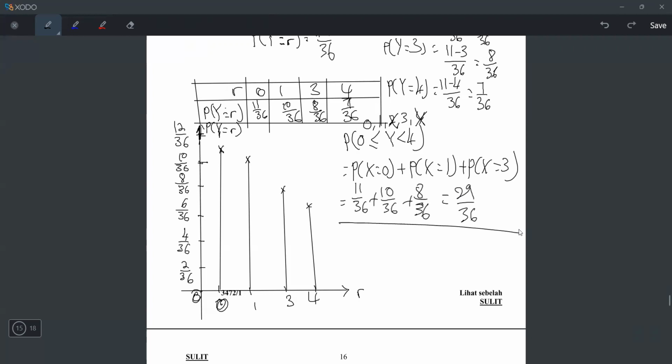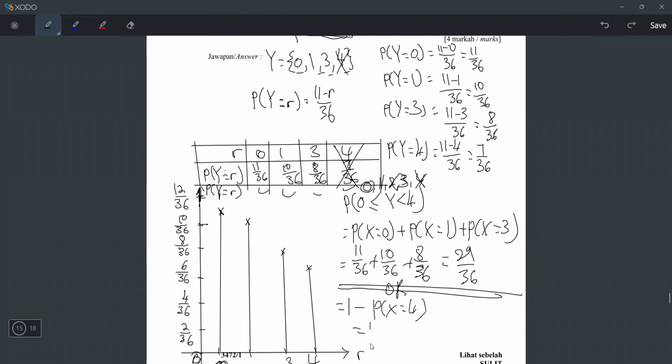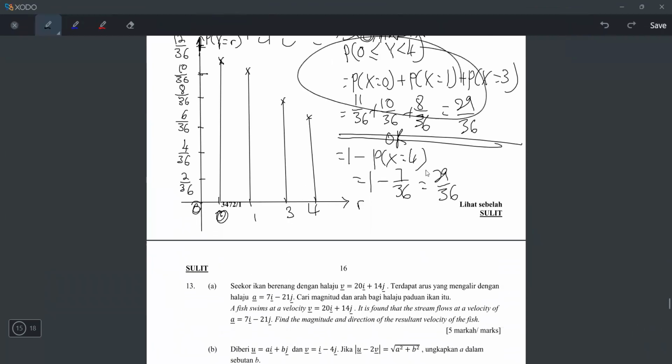But actually it's too slow already if you do it like this. Can also. But let's talk about the other method. The other method is just take 1 minus P(X=4) because I want 0, 1 and 3. So if you look at all the possibilities, I want these, so the one I don't want is 4. Since I know these are all the possibilities 0, 1, 3, 4, and I want 0, 1, 3, and I don't want this, so I can just take 1 minus P(X=4). It means 1 minus 7 over 36, and you will get 29 over 36 also. Okay, so choose one. Either choose this as your working or this, it's up to you. Both also.